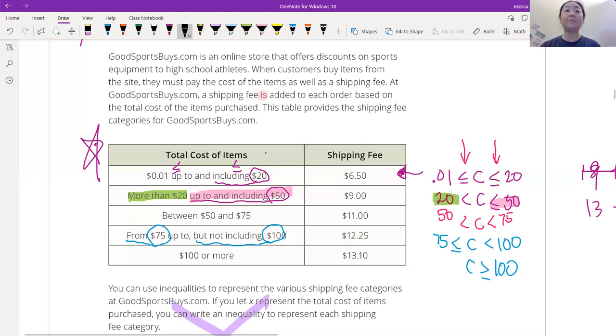Okay. And then for the last one, it says 100 or more dollars. Anything above that is just going to be $13.10 for the shipping fee. So hopefully they don't have things like $1,000, right? So here we have C is greater than or equal to 100. Notice this is only one inequality. There is no in between. There's just one number there. So we are just saying C is greater than or equal to 100.